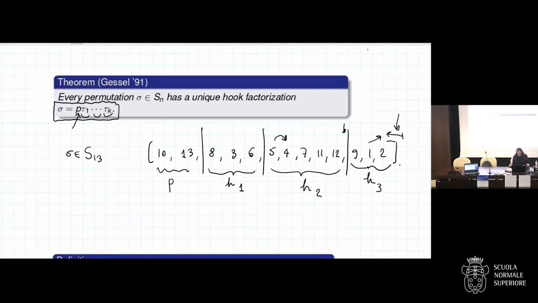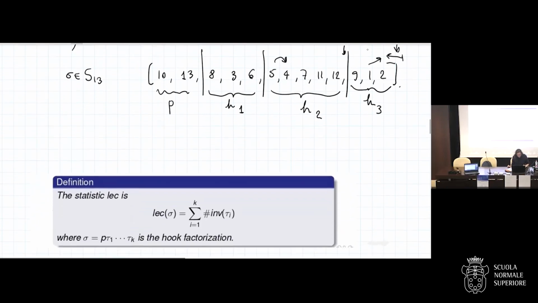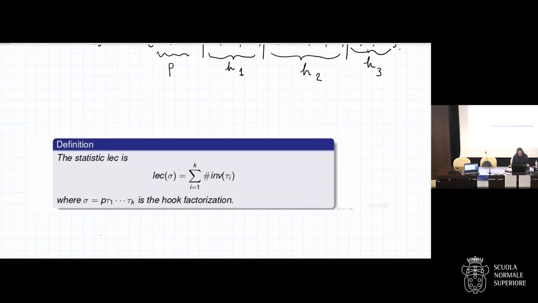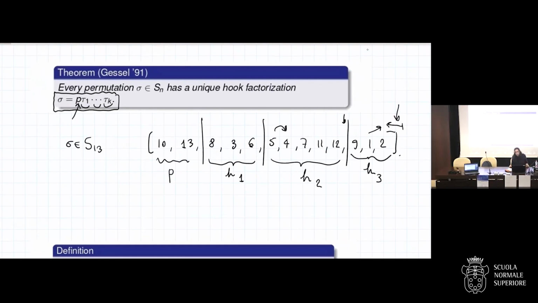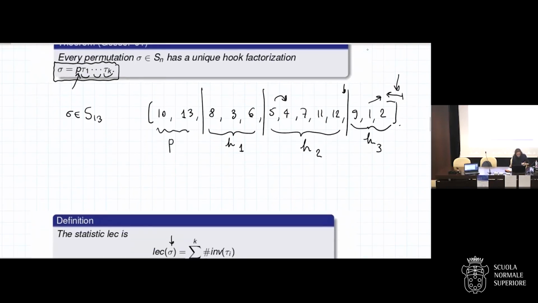Now, we know that this hook factorization is unique, so it makes sense to use it to define the statistic LEC. The definition is the following. We take sigma and look at its hook factorization, and then for each hook we found in this factorization, we count the inversions we find in that hook. Let me go back to this example and find the LEC statistic for sigma.